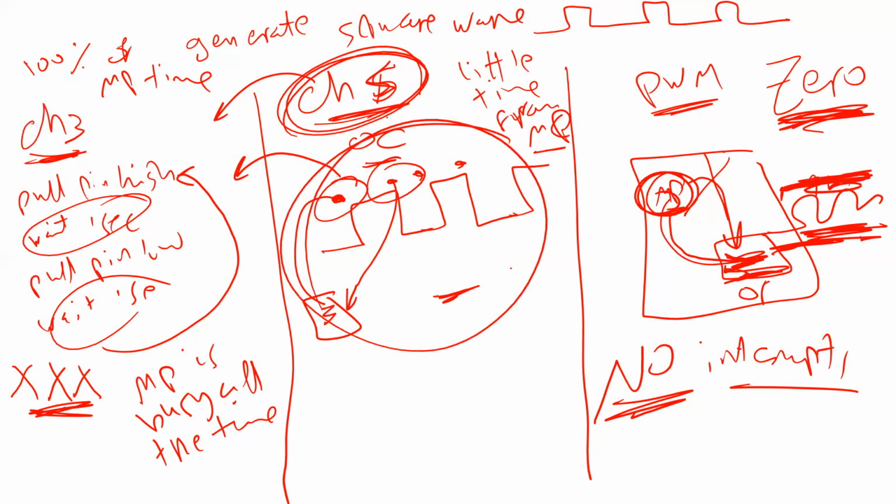Like here, at least to generate the signal, I need one interrupt here, one interrupt here, one interrupt here, one interrupt here, right? But here, no, you don't need any time, unless you want to do changes. Okay, guys. It looks great.